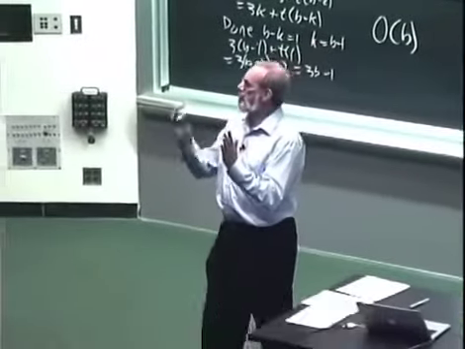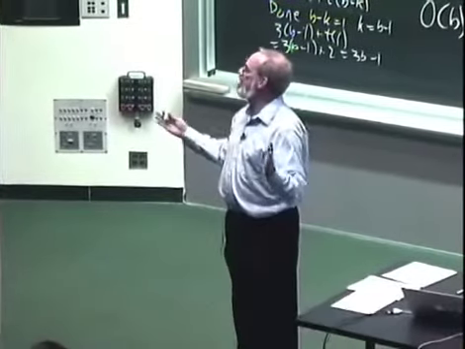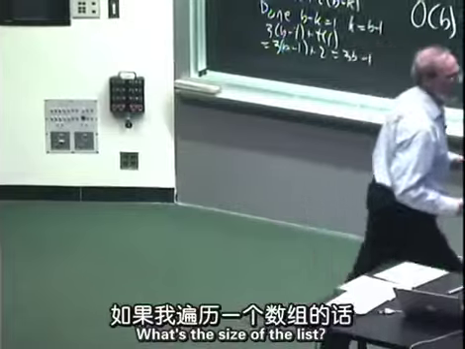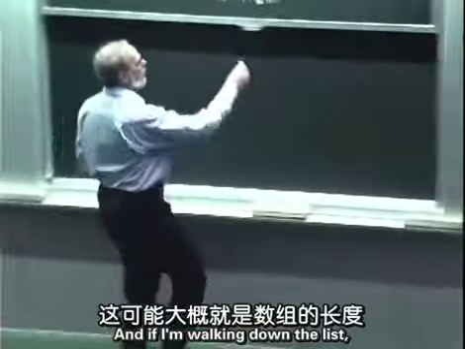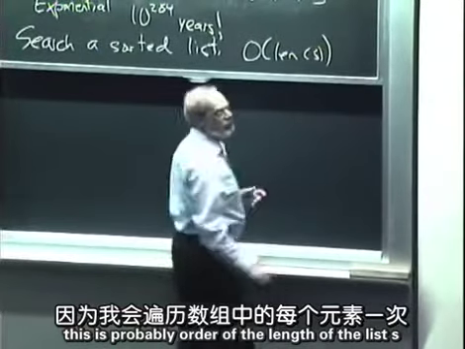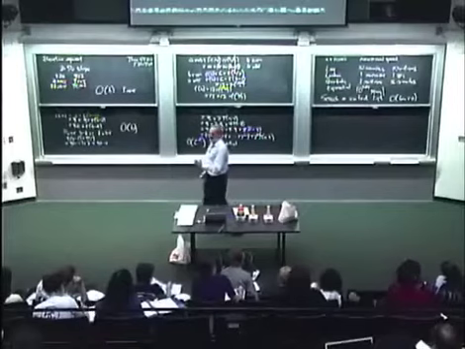I'm walking down the list. One of the things I didn't say, which was sort of implicit here, is what is the thing I'm measuring the size of the problem in? What's the size of the list? If I'm walking down the list, this is probably order of the length of the list, because I'm looking at each element once.